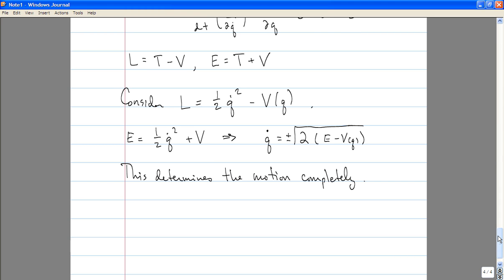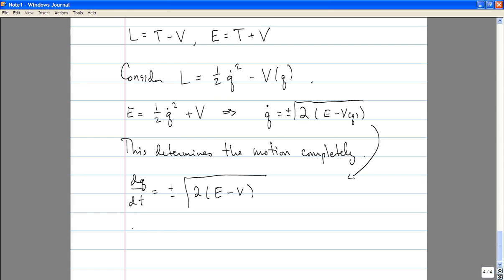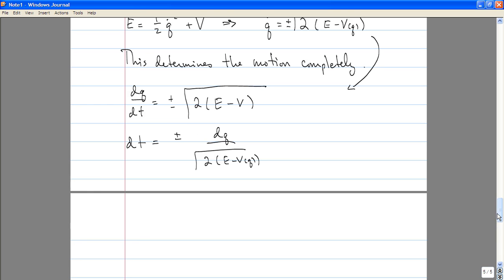Just to be a little more explicit, I can manipulate this equation further. So I have dq over dt is plus or minus the square root of 2(E minus V). So dt is plus or minus dq over the square root of 2(E minus V of q). Or integrating both sides of this equation, t is plus or minus the integral dq over the square root of 2(E minus V of q).